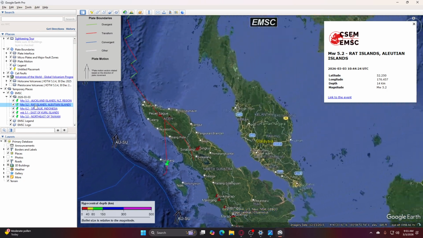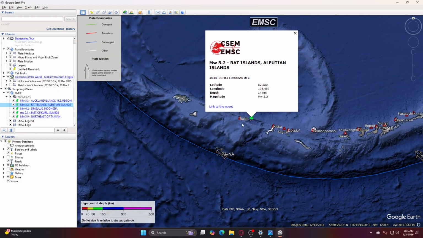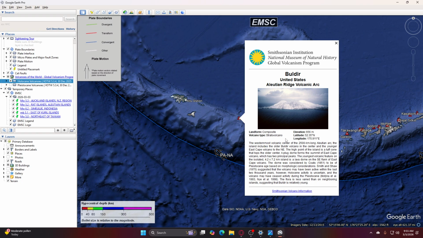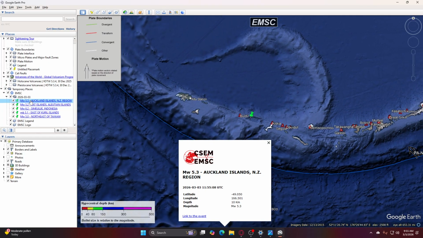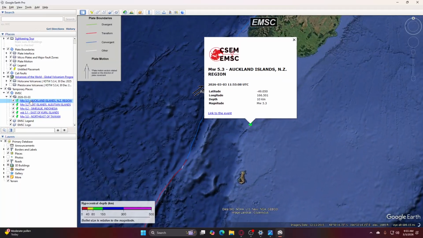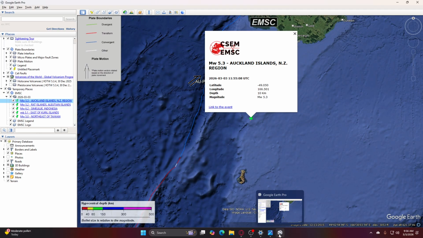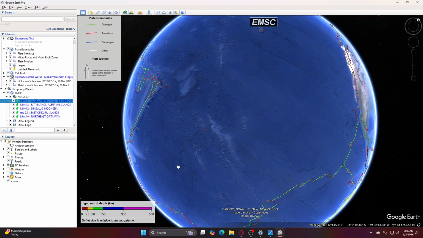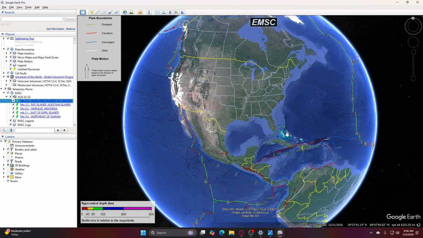We had a 5.2 Rat Islands, Aleutian Islands. It was 14 kilometers deep, and this is next to Volcano Builder, and this is a stratovolcano. The next earthquake was a 5.3, which is also a 5.6, going by New Zealand. Offland here at 10 kilometers in depth. So let's go to other parts of the world here, and we will start with an update for the largest earthquakes that have occurred, and then we will move on to around the world.